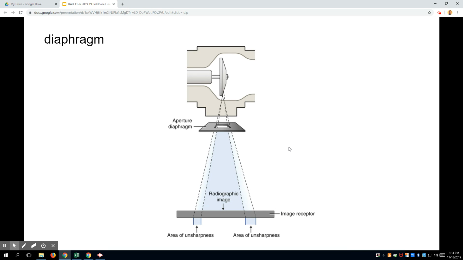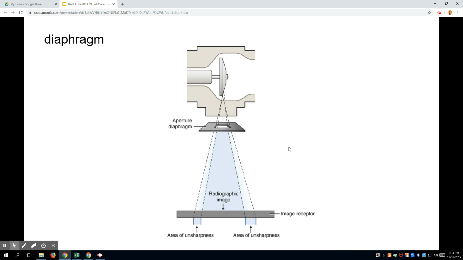Where does the part that gets blocked go, when the beam comes through the aperture? Not the remnant, the part that gets blocked. It just gets absorbed, right? It never makes it through. It's kind of like aluminum filtration, except better because it actually stops that piece.